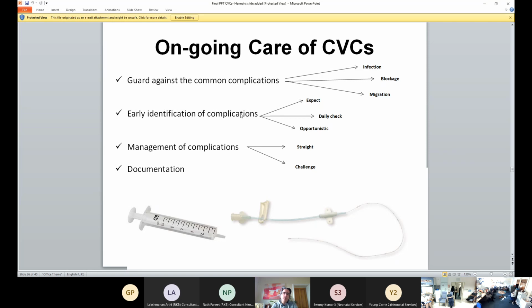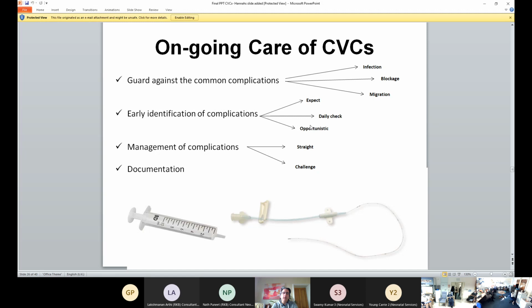So reviewing the position of the long line regularly is quite important. Early identification of complications: any baby with a central line and sudden deterioration, think about a complication of the long line. Daily check, we need a daily check. I will let Sufi talk about what we should check on the long line every day.